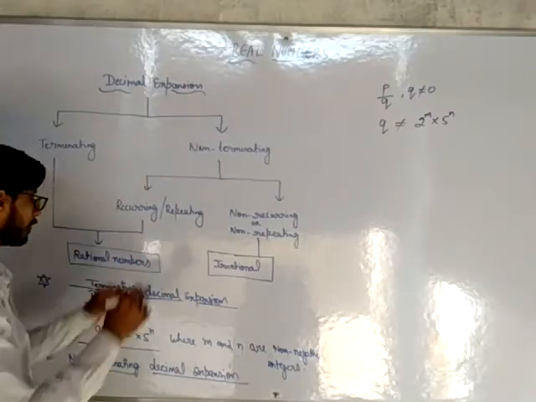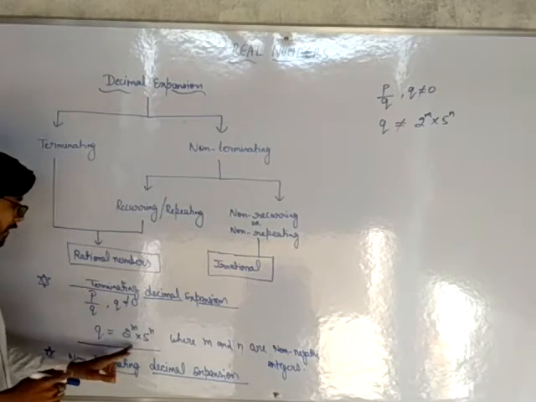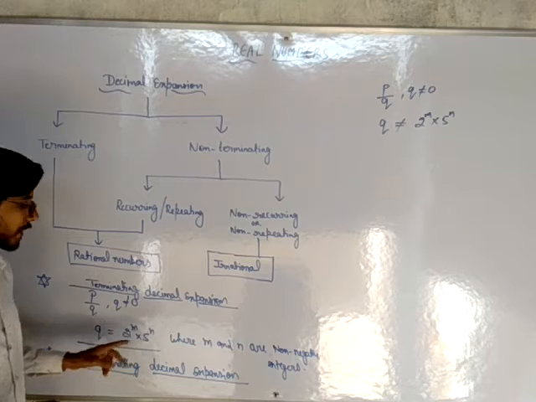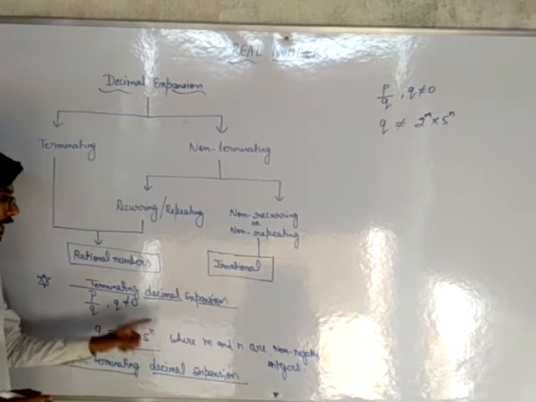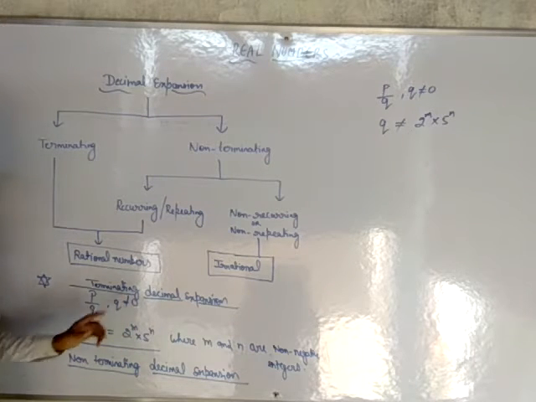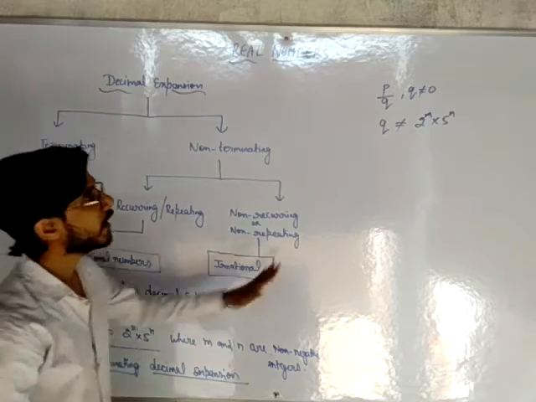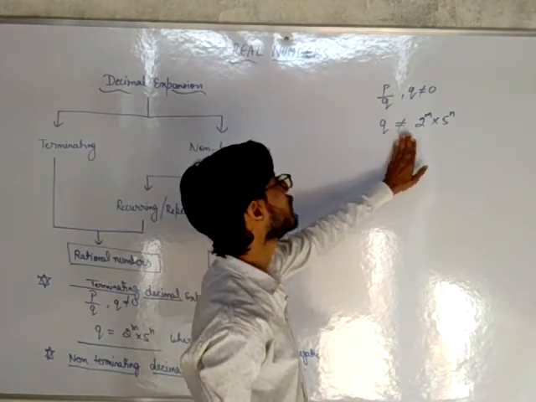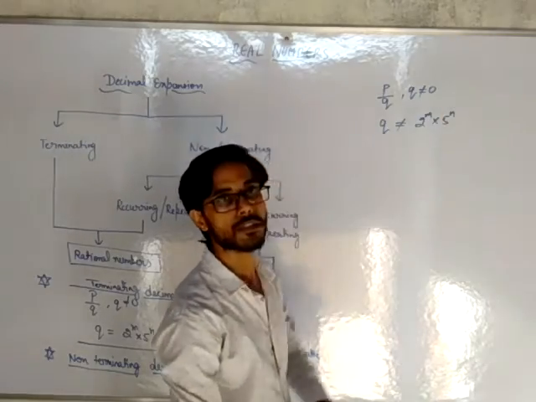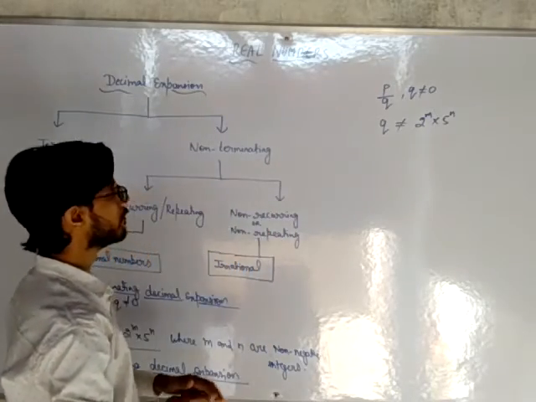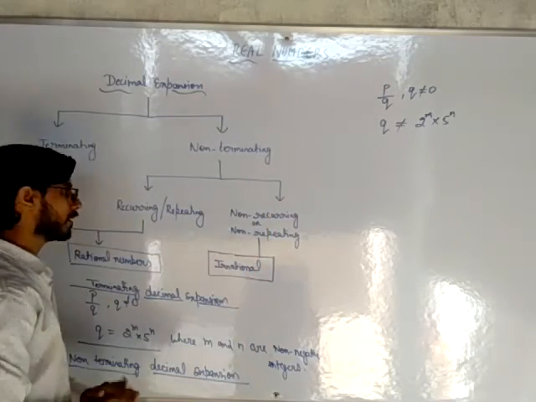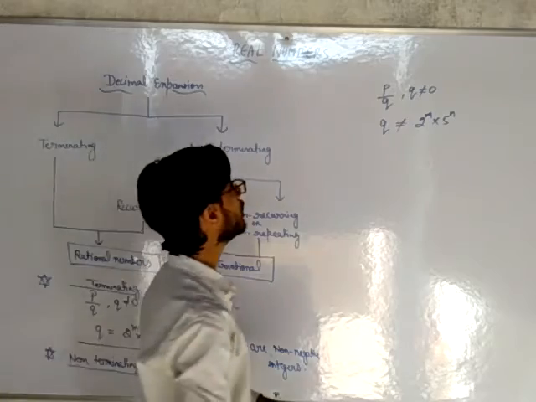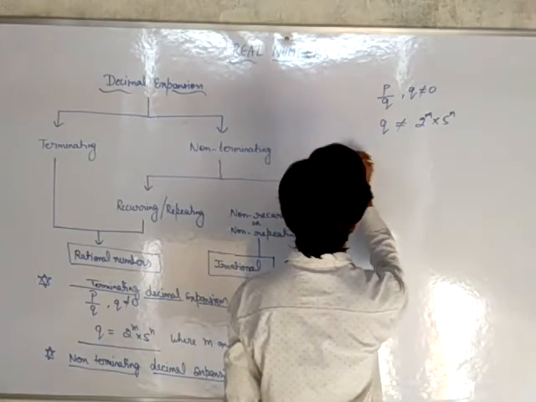So simple, you have to check only the prime factors of the denominator. If the prime factors are in the form of 2 to the power m into 5 to the power n, then we will say this is a terminating decimal expansion. And if the prime factors of the denominator are not of the form 2 to the power m into 5 to the power n, then we will say non-terminating. Clear? Now we will do some questions of the exercise.